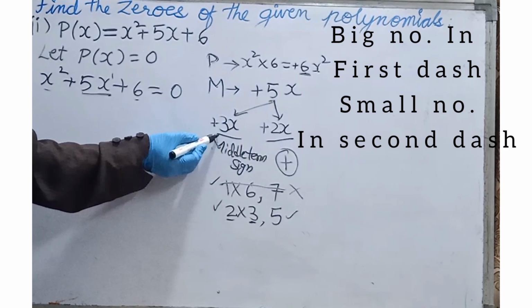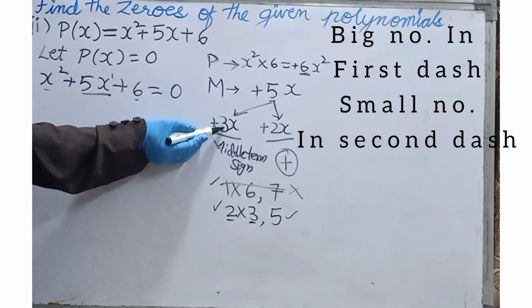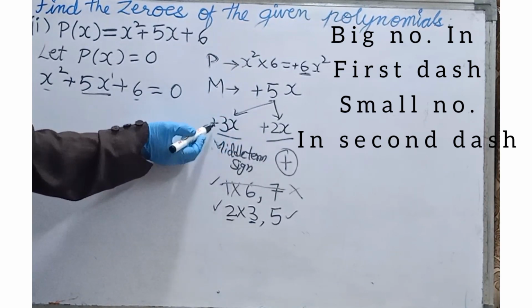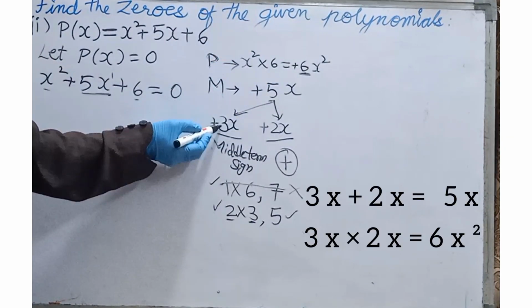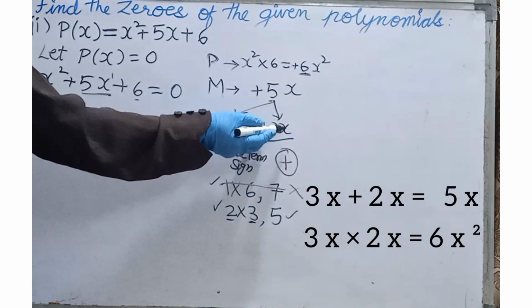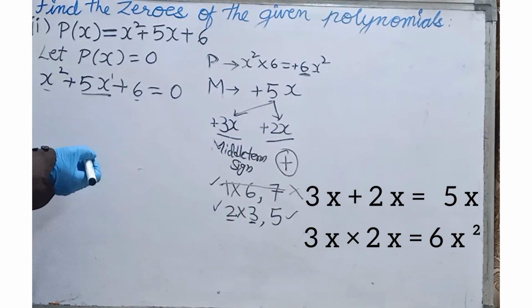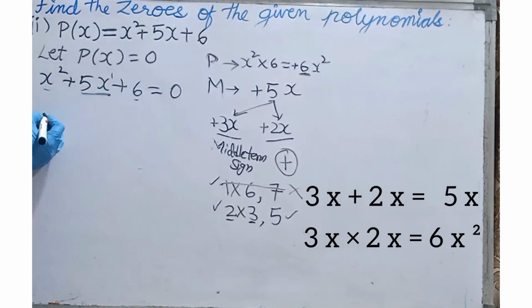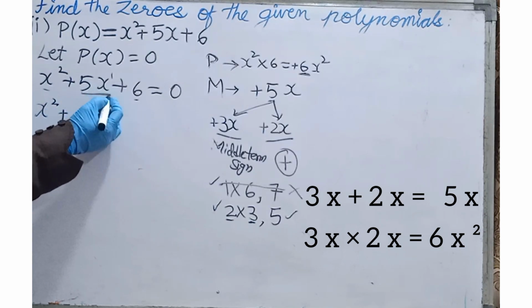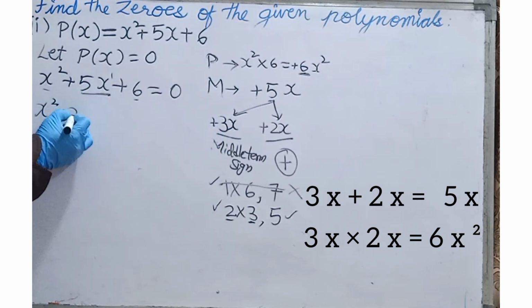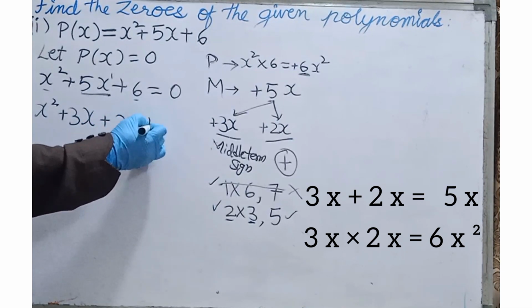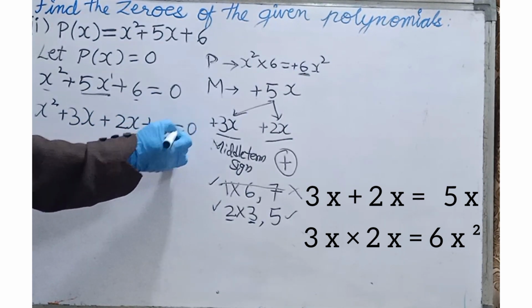How to split 5x now? When we add, you will get 5x. See, students, 3x plus 2x is what? 5x. Now you multiply these two: plus into plus is plus, 3 2s are 6, x into x is x square. Is it clear now? So now we will replace 5x by 3x plus 2x here. x square plus, we will not write 5x, we will write this here: 3x plus 2x plus 6 equal to 0.